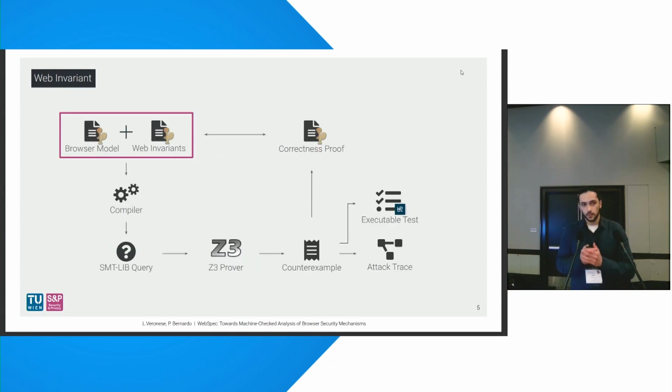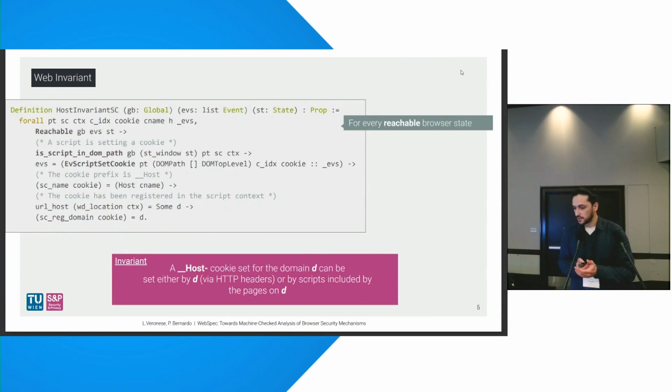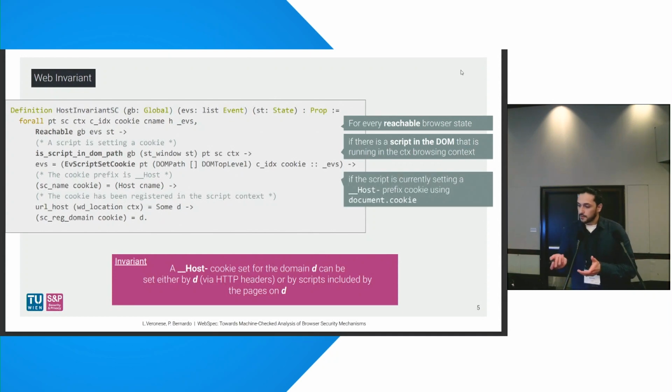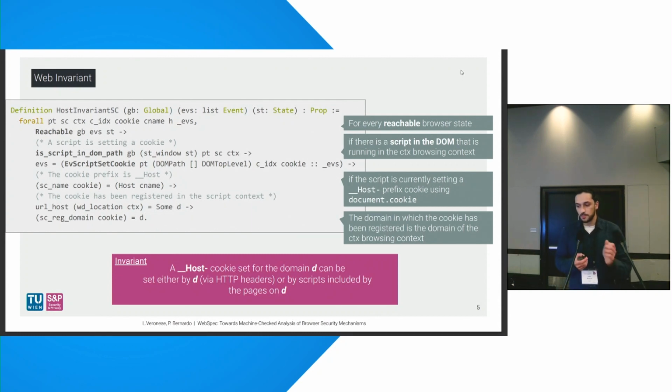Next in the pipeline, we precisely define this invariant in the Coq proof assistant. For each reachable browser state, reachable being the main relation in our model, if there is a script in the DOM running in a given browsing context, and this script is currently setting a host prefix cookie using the document.cookie API, then the domain in which the cookie has been registered must be the domain in which the script is being executed.